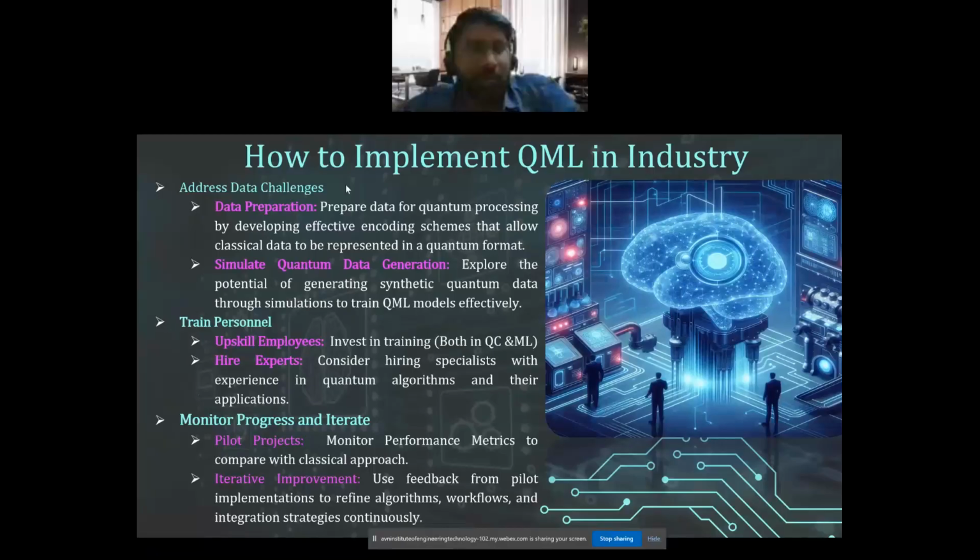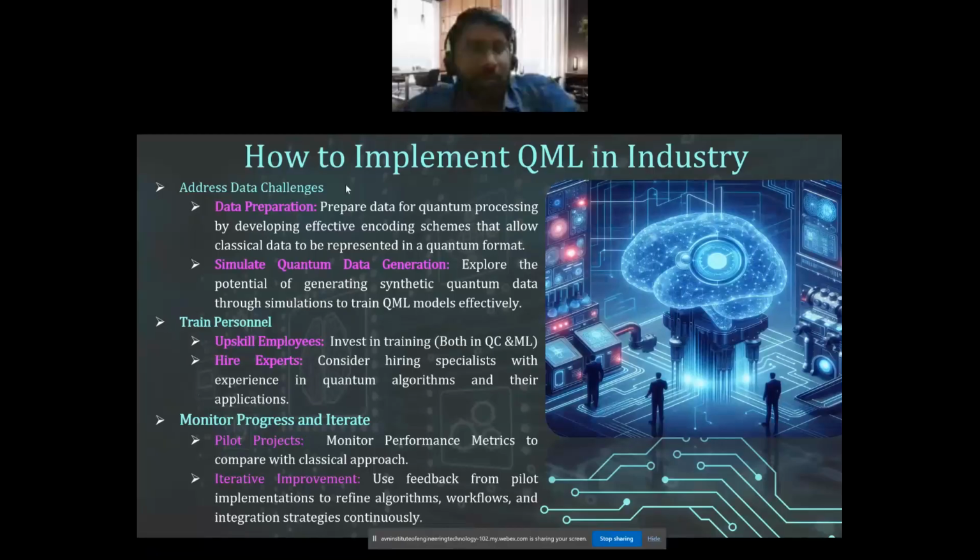For example, with quantum machine learning, what is my achievement? What are the performance metrics I'm having? With pilot projects we can see the difference in the performance metrics, and whether that is justified for you. Based on that call only, we need to decide whether to implement quantum machine learning for this particular field or not, right?